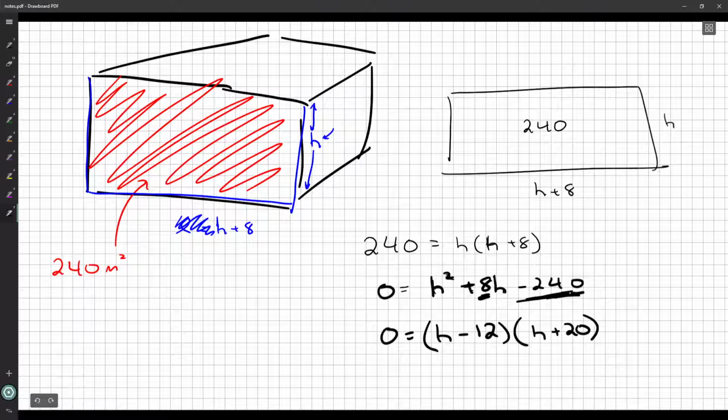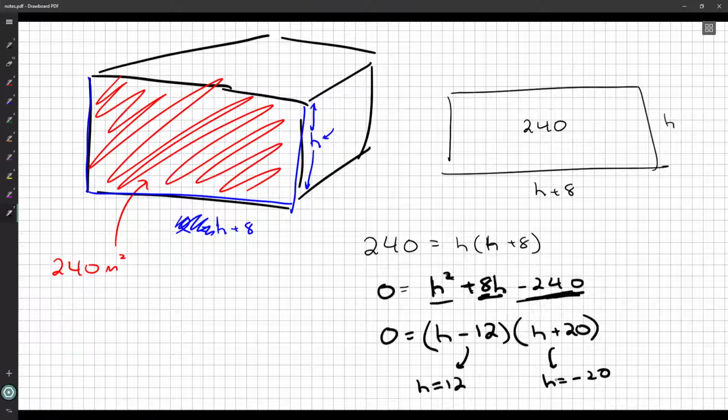So I was just doing some factoring in my head. Of course, again, if you have trouble with that sort of thing, you can just jump straight to the quadratic formula. That always gives you the solutions here. But if you can factor, that's always good. So the only way this product will be 0 is if either h minus 12 is 0, so h is 12, or the height is negative 20.